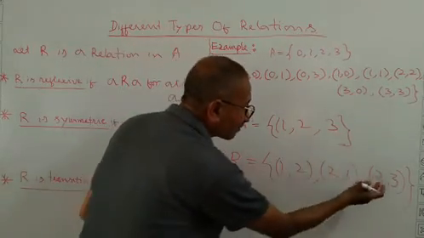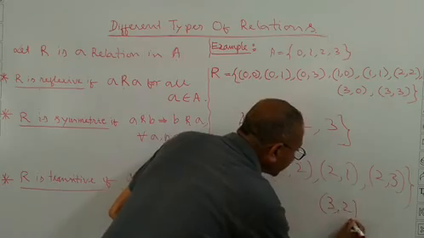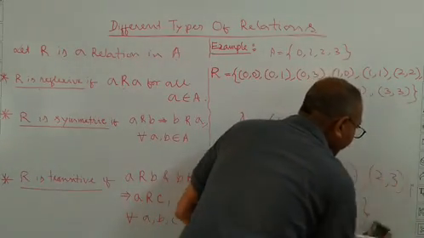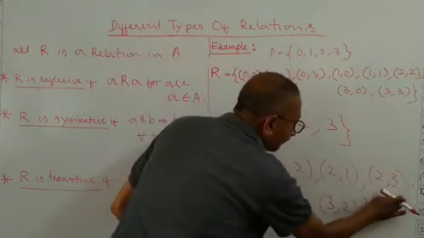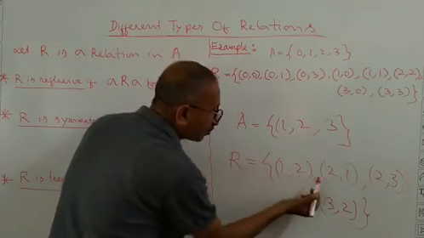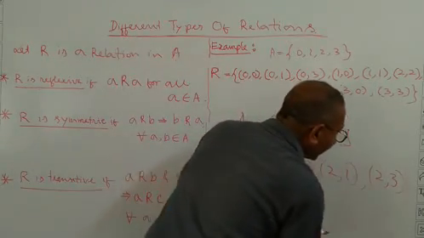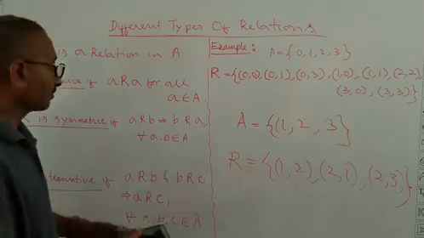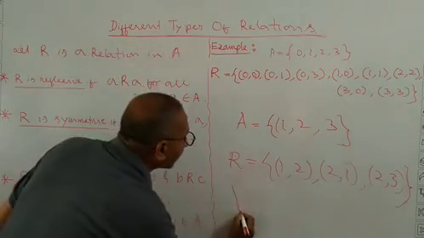That means what? 3 is not related to 2 means we are not given that (3,2) is an element of this set. It is not given in this way. So, if we were given this set, then we would say yes, it is symmetric because (1,2), (2,1), (2,3), (3,2). But originally we are not given, so it is not symmetric. So this is all about symmetric relation.